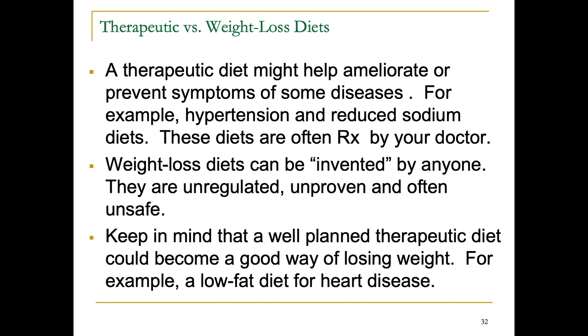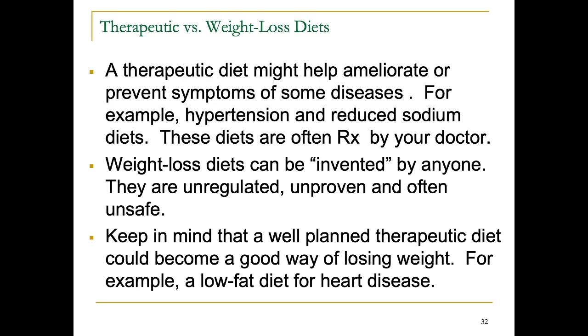Now, if you do find yourself in this position, what do you do to ameliorate it? Because it might not be obvious, especially if you are in a socioeconomic condition which doesn't permit healthy eating. You might decide to go on a therapeutic diet under the recommendation of a doctor. This is something like a low sodium diet to reduce hypertension, or a low fat diet to help with heart disease.